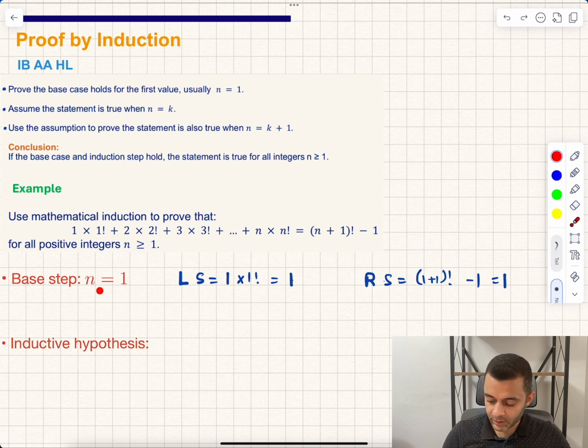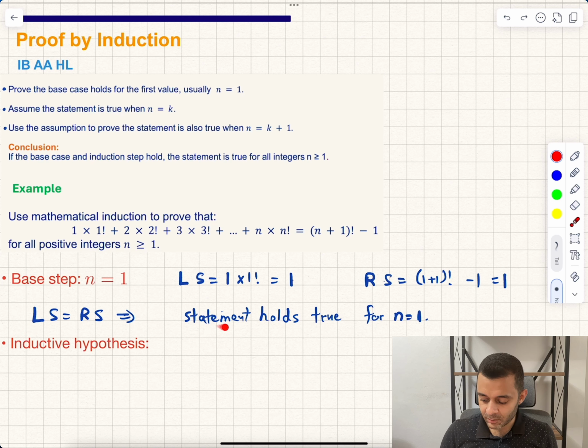Replace also here n by 1. Here you'll have 1 plus 1 factorial minus 1. This will be 2 factorial, which is 2, and then 2 minus 1 will be 1. Notice that the left side and the right side are equal. Since they are equal, then the statement holds true for n equals 1.